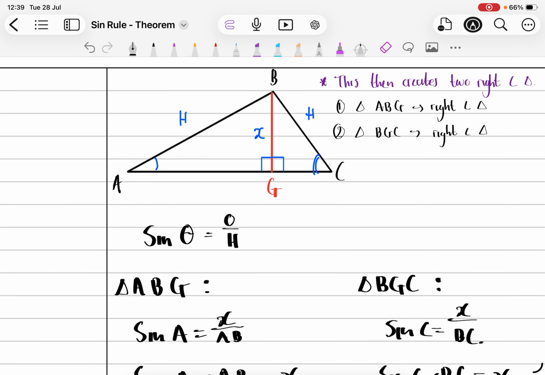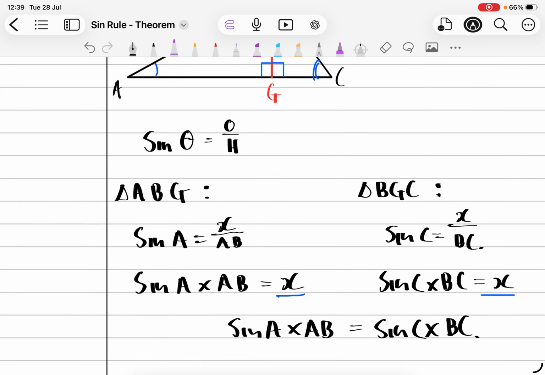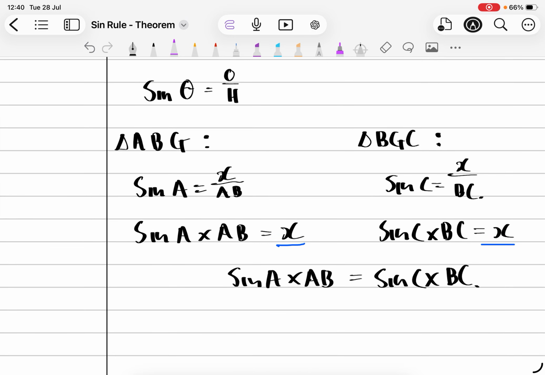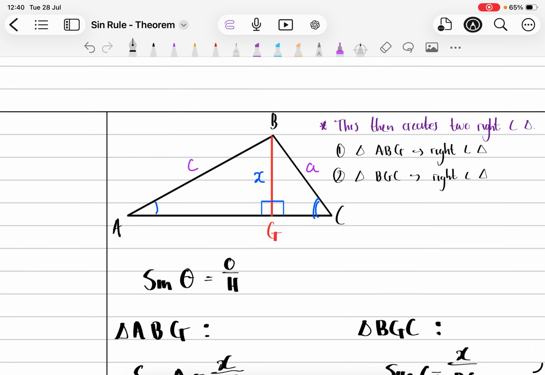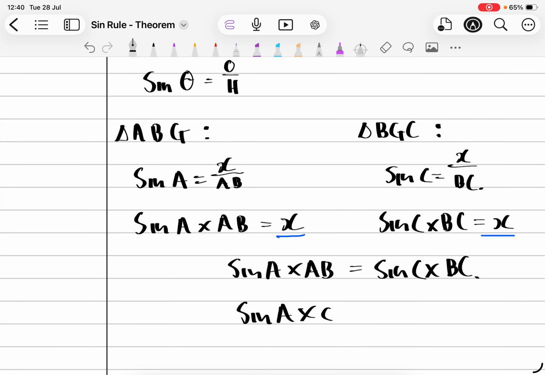What I'm going to do is just remove the h's there and rename them. So rename the side AB as the side small c, and rename the side BC as small a. In this case, I'll now substitute that into the expression. So I then have sine A multiplied by AB. What is AB? AB is equal to small c.